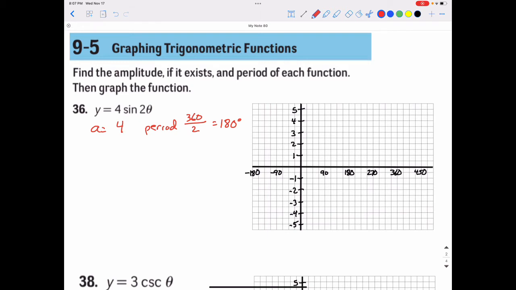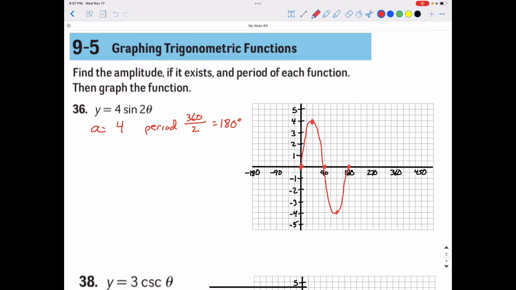So since it is a sine function, it starts at 0, 0. And it will end its full period after 180 degrees. It will hit the x-axis halfway between the start and the ending point at 90. And it will hit a high point all the way up here at 4 with an amplitude of 4, and its low point down here at negative 4. So this is 1 full period.